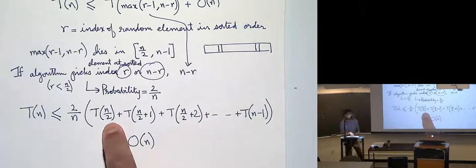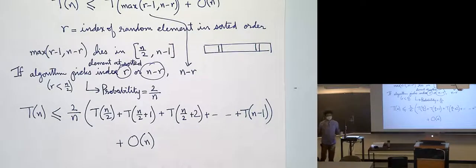What are the two choices? Again, assuming that n is even, there are exactly two choices to get n over 2, which is the middle two elements. If you pick any one of them, then the other part is of size n over 2.